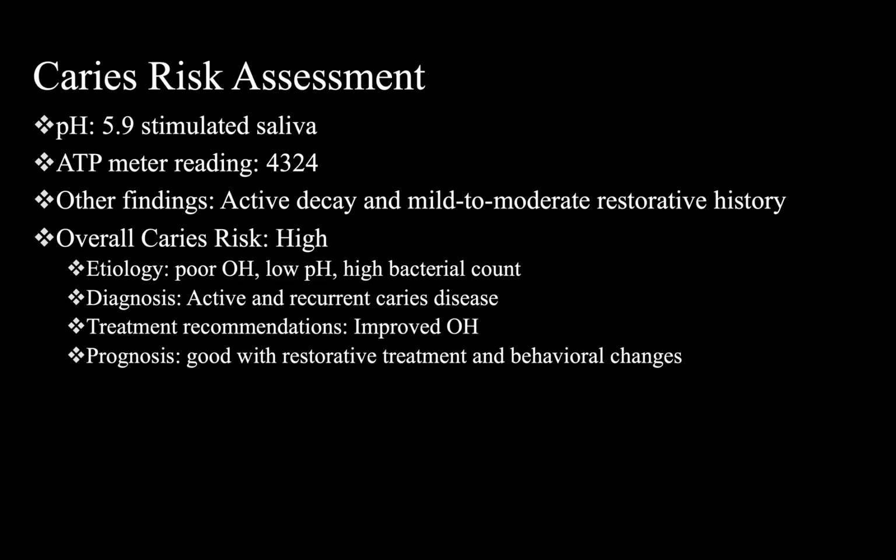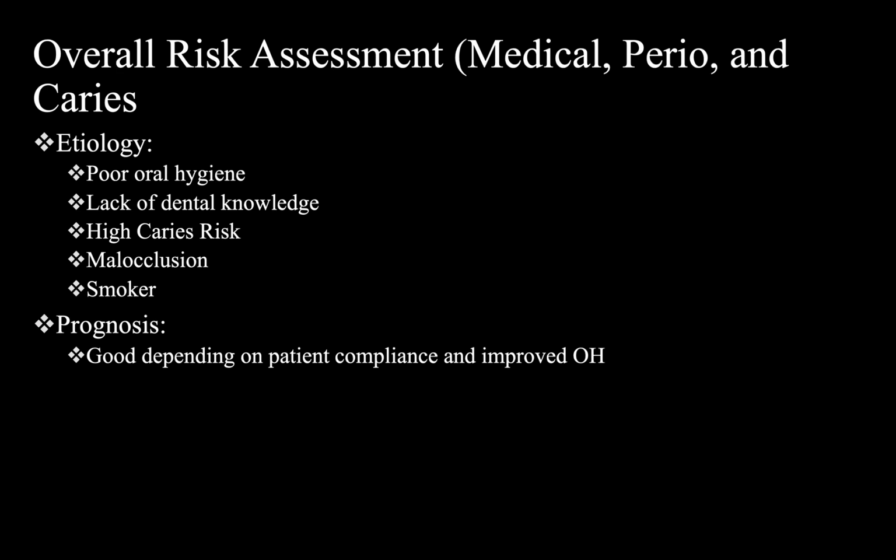So Carrie's risk assessment: she had a pH of 5.9, an ATP meter reading of 4324, which we know that we like the ATP meter reading to be under 1500, as well as we just found some active decay with mild to moderate restorative history. Overall, her caries risk was high, and due to what we looked at and everything we saw, we thought the prognosis was good with restorative treatment and just behavioral, at-home oral hygiene changes.